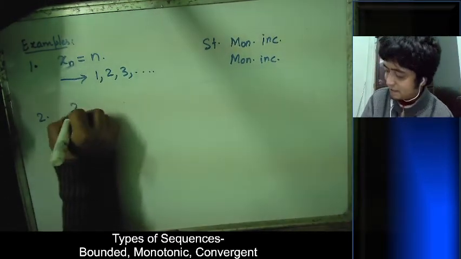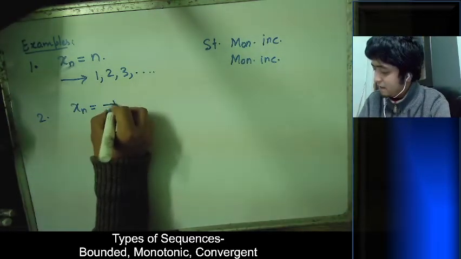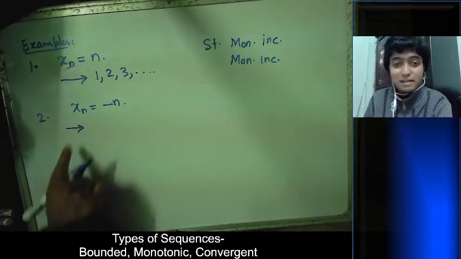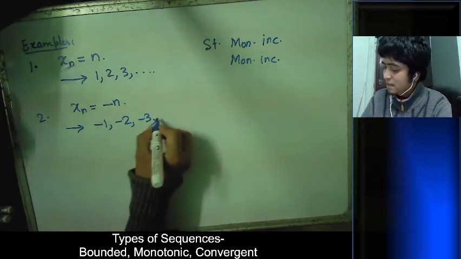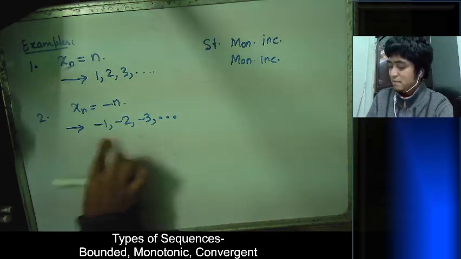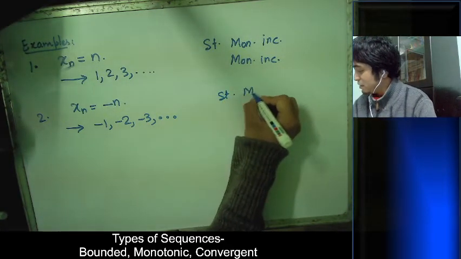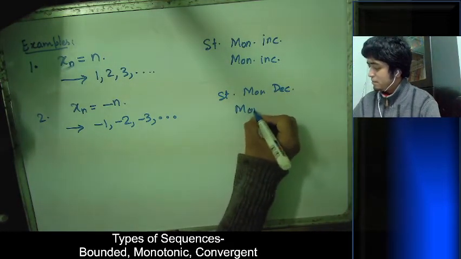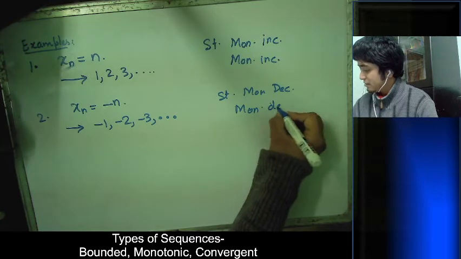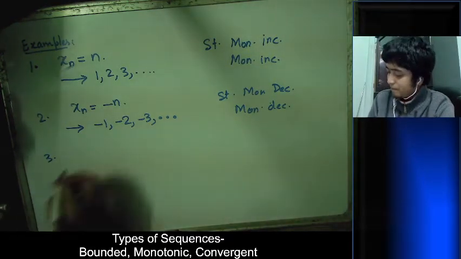Let's take a look at another example. xn equal minus n. If you take a look at this, you will be having minus 1, minus 2, minus 3. So the terms keep on decreasing, so it will be strictly monotonic decreasing, and also it will be monotonic decreasing.